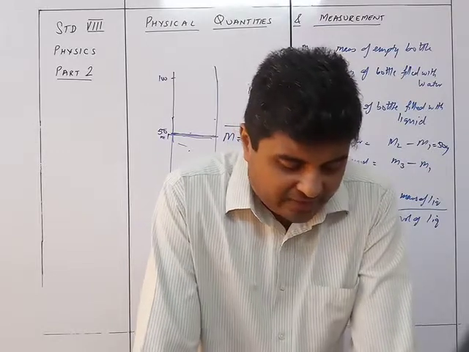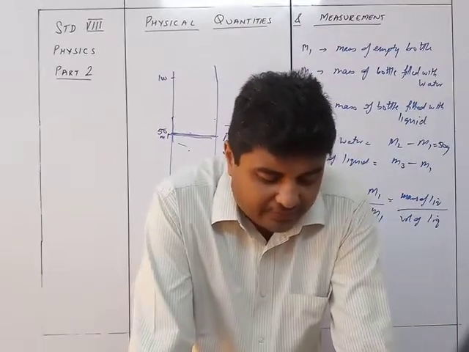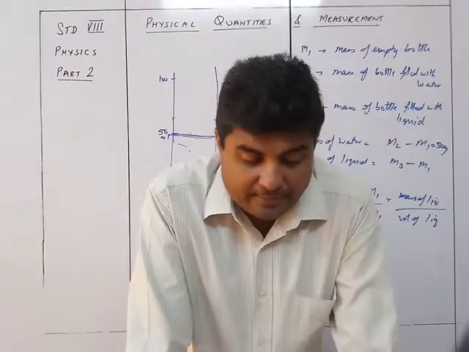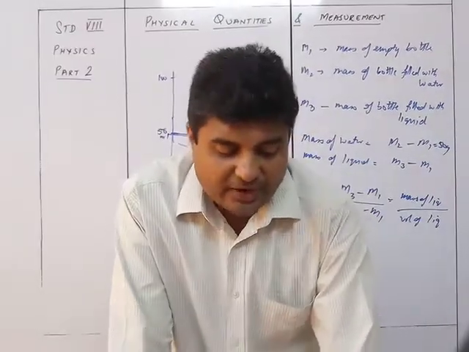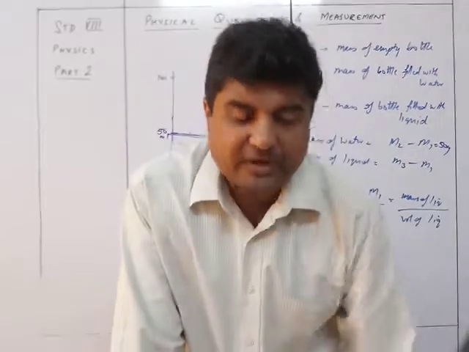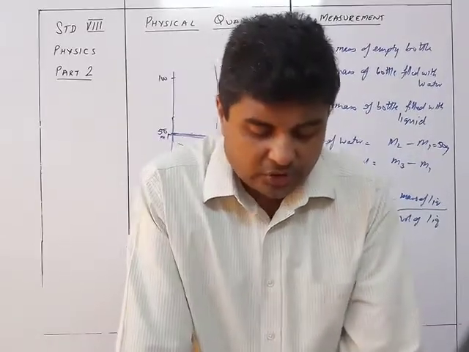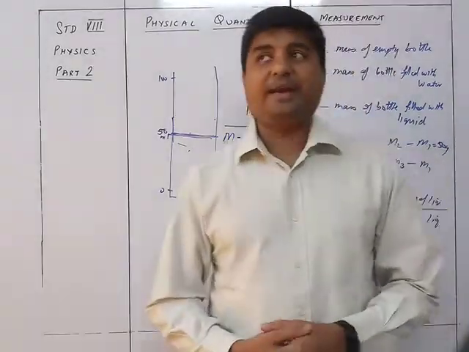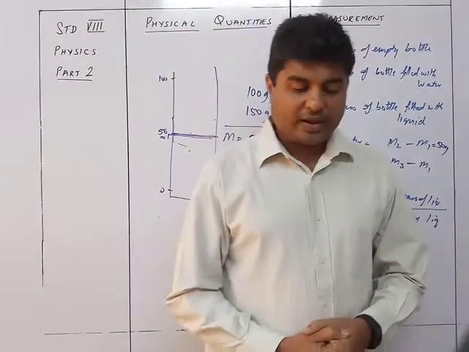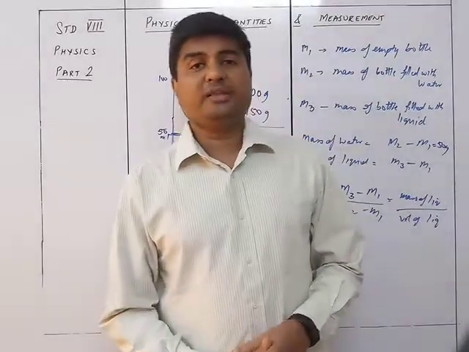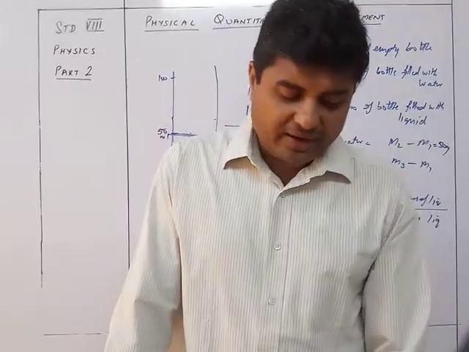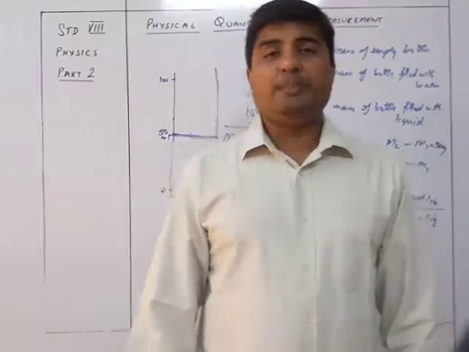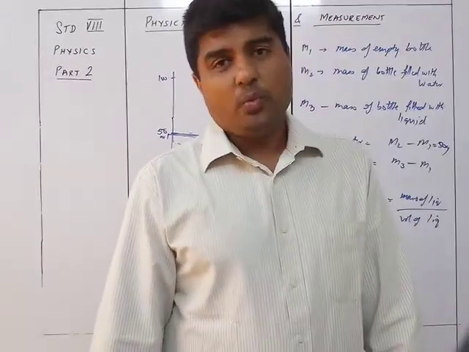Accordingly, suppose the empty bottle was 30 grams, filled with water was 60 grams, and filled with liquid is 54 grams. Then the mass of liquid is 24 grams, and the volume of liquid will be 30 centimeter cube. So 24 grams upon 30 centimeter cube is 0.8 gram per centimeter cube. So that's why we see that using the density bottle, we can find out the density of any liquid when you compare it with the density of water.